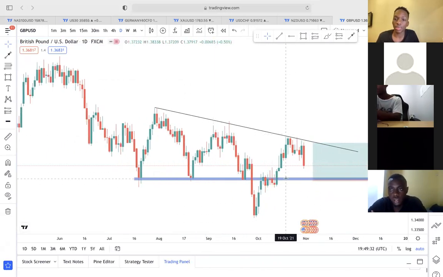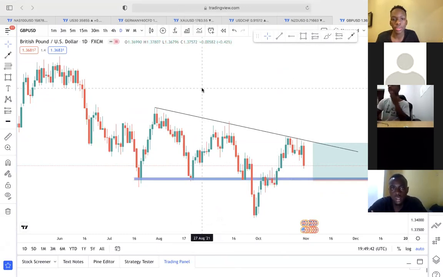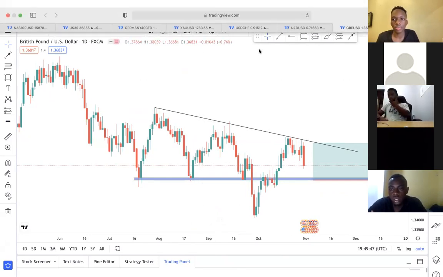So that's GBP USD. I personally think GBP USD is going to continue selling. I mean, even look at the daily candle. You don't want to be buying now. So that's my GBP USD. Bear in mind, NFP is on Friday. A lot of manipulations here.